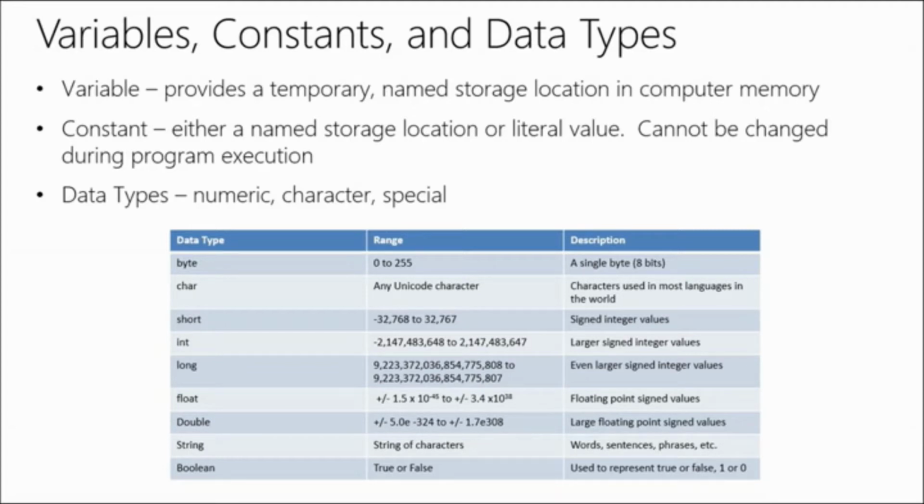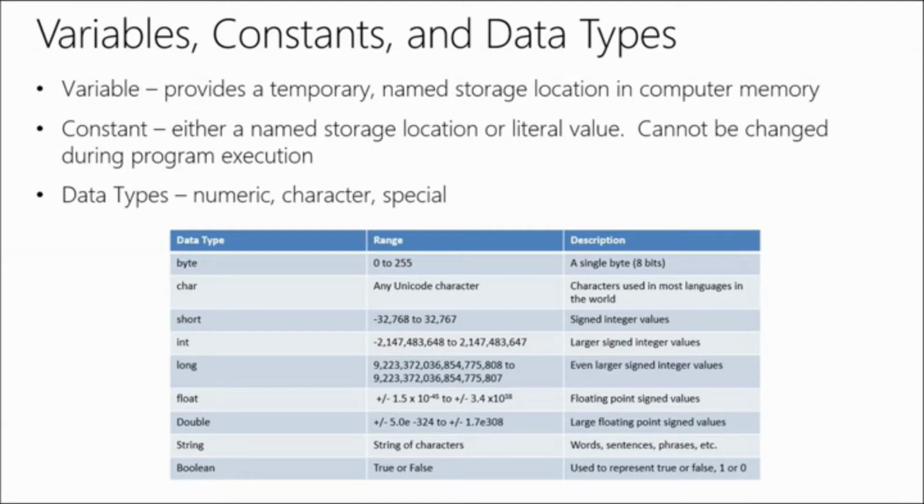But what if we want to represent words or phrases or sentences? Well, let's come a little further down that table. The second from the last item is known as a string. And a string really is a string of characters. So it's a string of individual characters. Consider it an array, if you will, of characters that make up those words, phrases, and sentences.